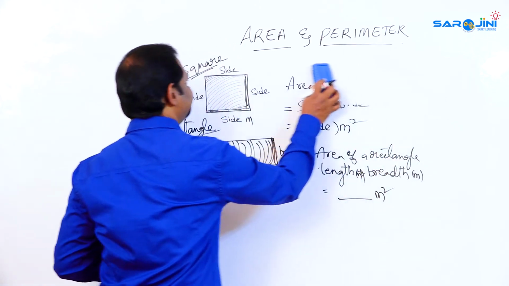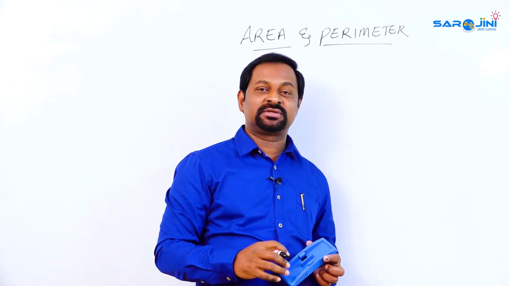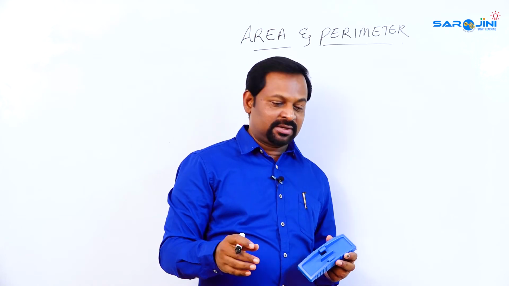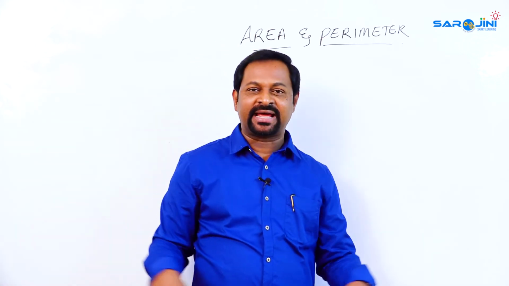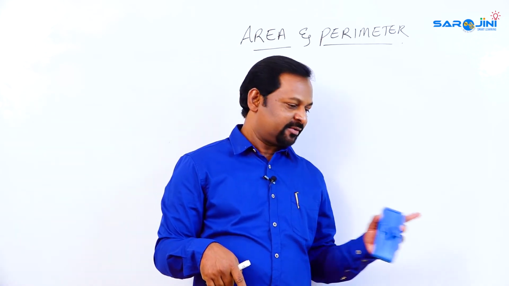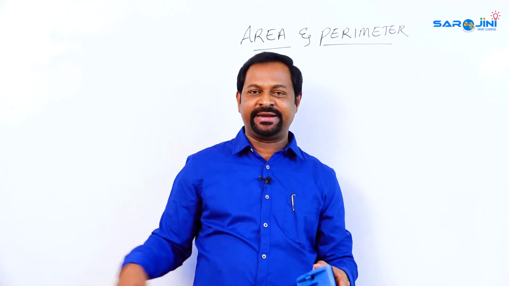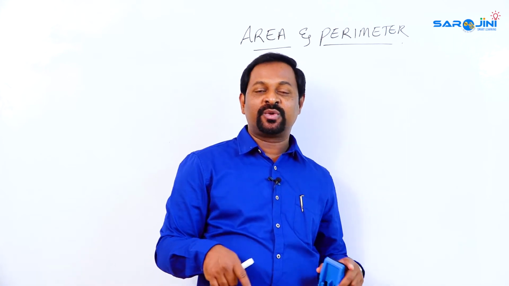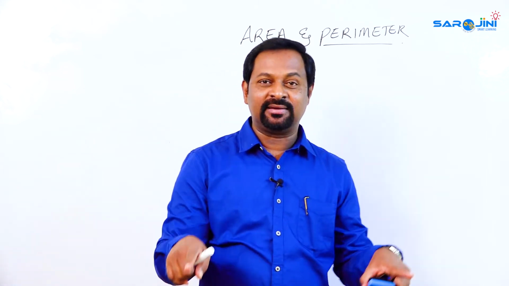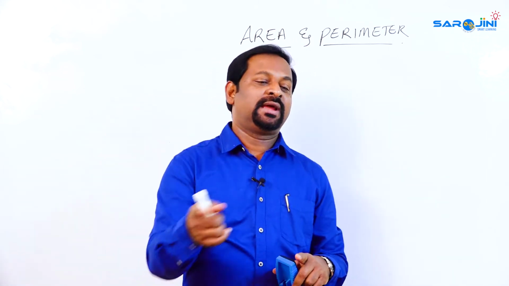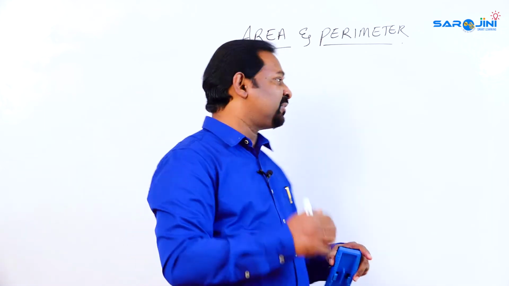Coming to an example: when we construct a new house, the mistri will put tiles inside the room. You measure what the length and the breadth are. If it is 10 into 20, or 200 meter square, and one tile covers this much area, in that way you calculate. So you concentrate only on the area. Now coming to the perimeter.